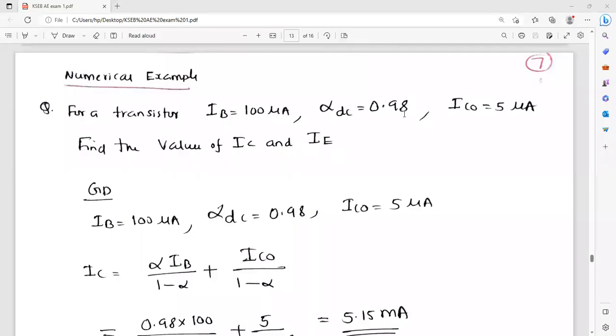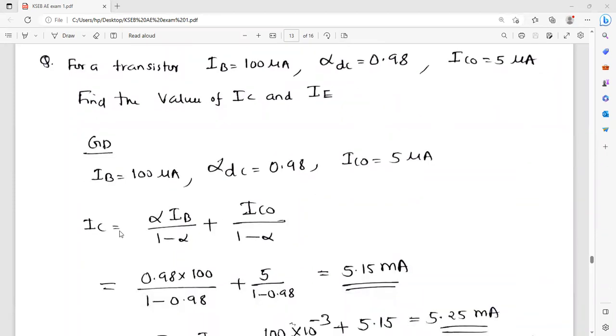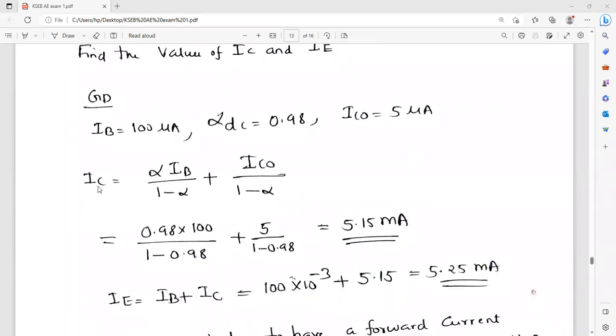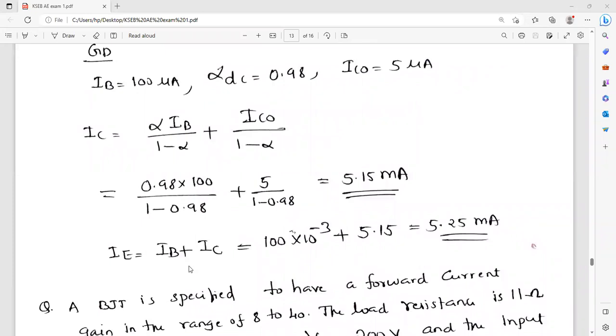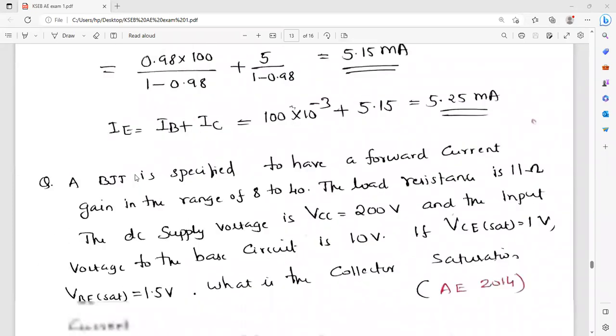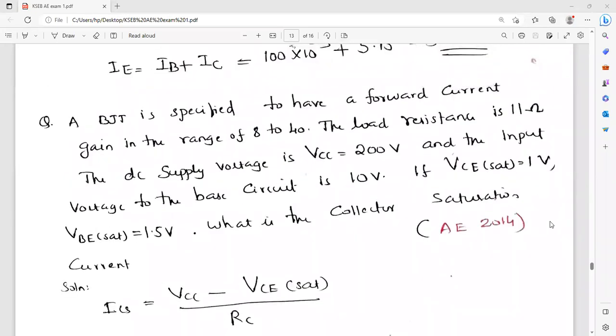Like noting down the data they have given in the question. So use the formula of calculating IC. Once you get the value of IC, you have to use the formula IE equal to IB plus IC. Then you can calculate the emitter current. So another type of question which is already repeated in the year 2014.